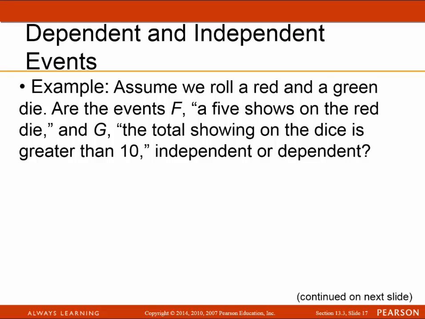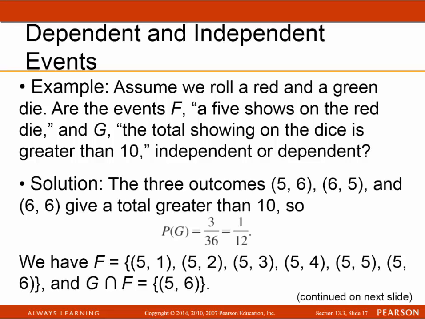Now, assume we roll a red and green die. Are the events F, a 5 shows on the red die, and G, the total shown on the dice is greater than 10, independent or dependent? So 3 outcomes, (5,6), (6,5), and (6,6), give a total greater than 10. So P of G is 3 over 36, or 1 over 12.